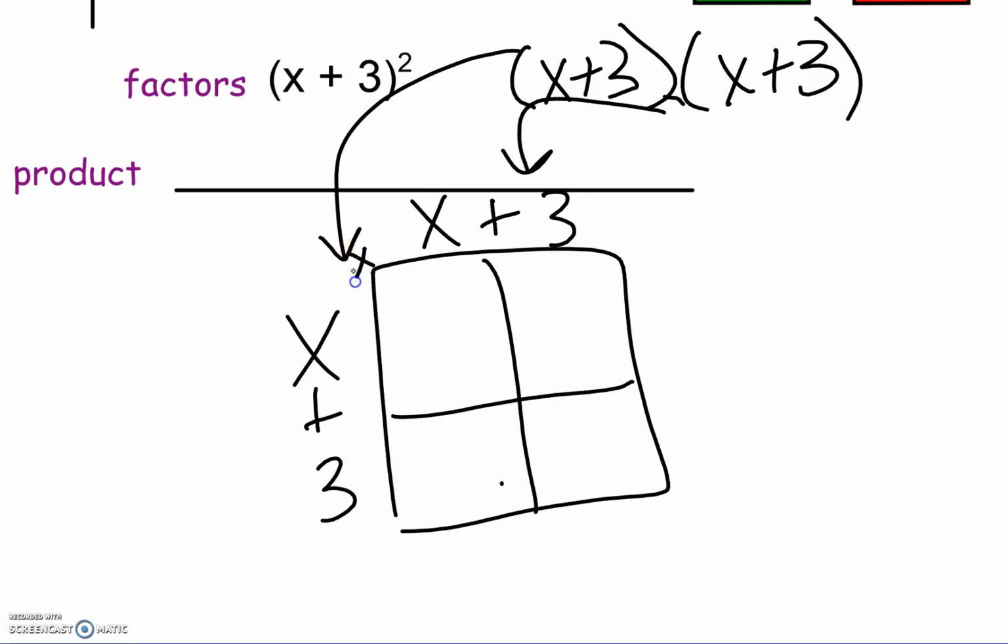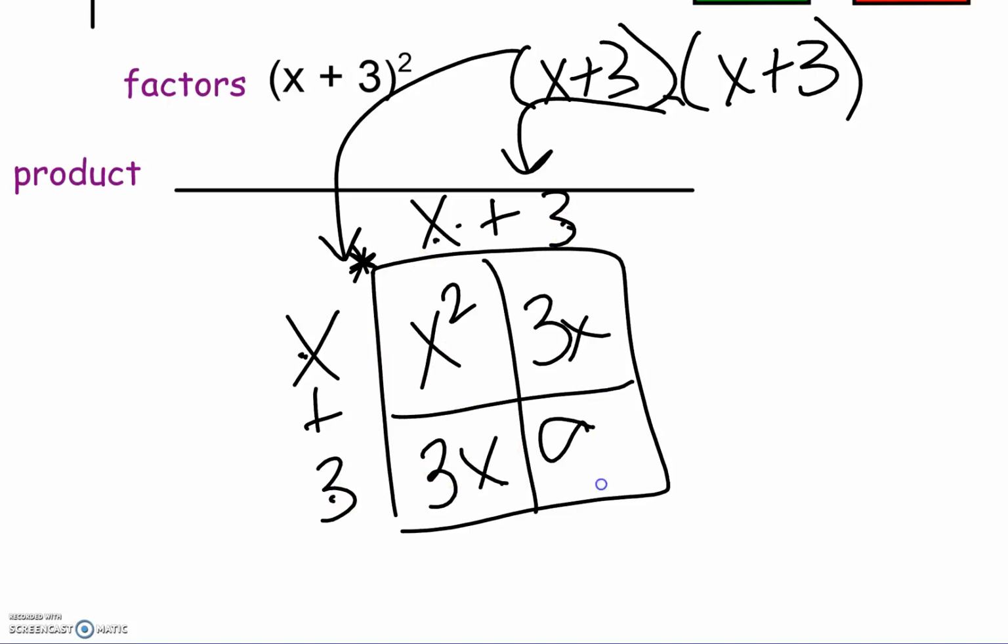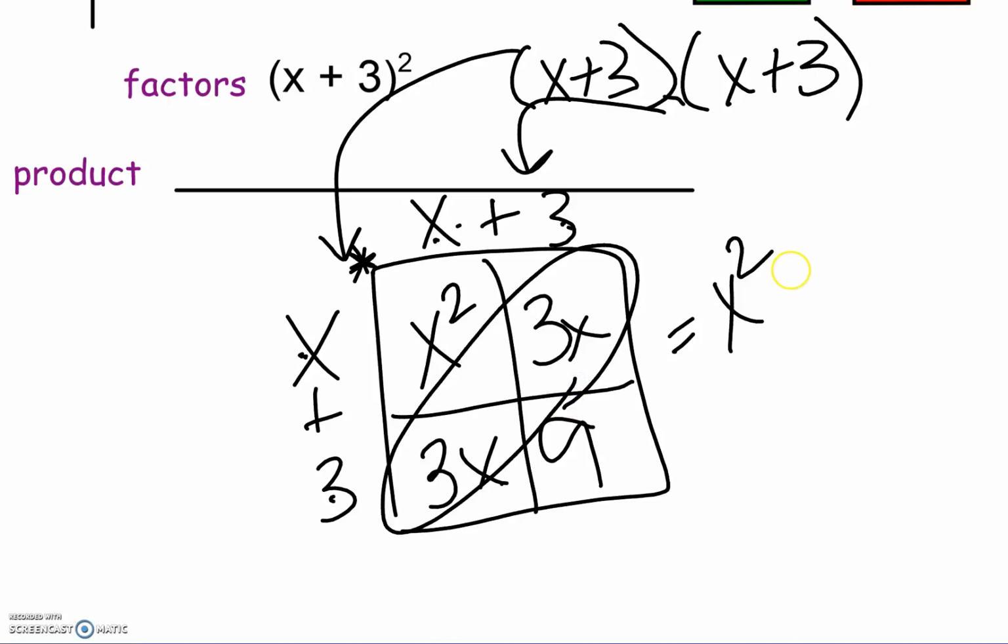Now we're going to do the multiplication math. Remember, you're multiplying. X times x is x squared. X times 3 is 3x. Now we go to the bottom. 3 times x is 3x. 3 times 3 is 9. So our answer, since I wrote all over the product line, is x squared. These can be combined because they're both x's, so plus 6x plus 9.